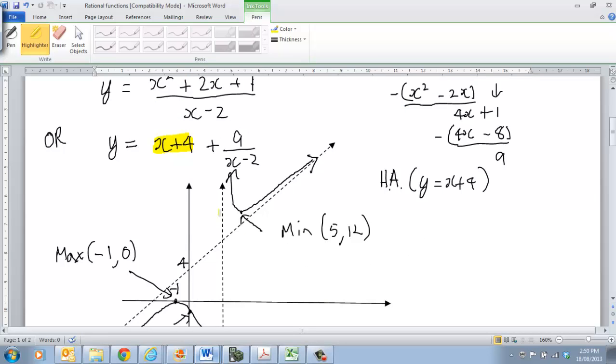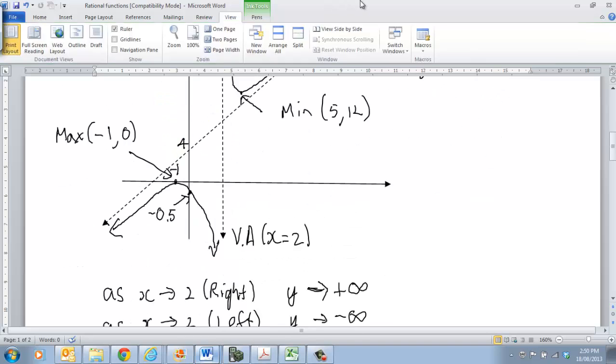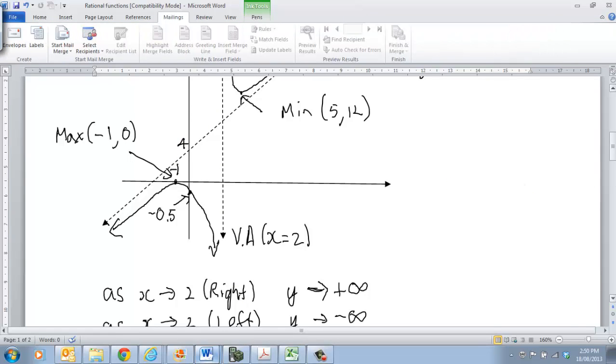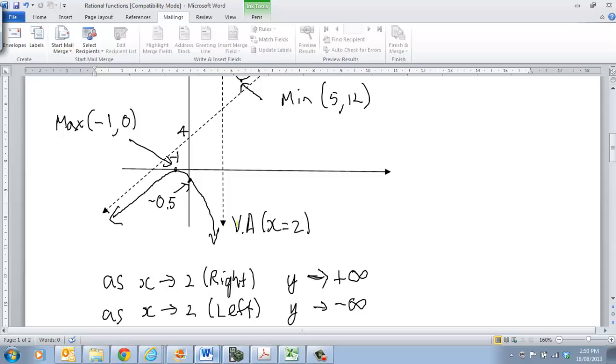Right, so that's why you can see this is a diagonal line. So it can be a diagonal line, it could be a horizontal line, it doesn't really matter. And then my vertical asymptote there is going to be when x is equal to 2. Right, so that's what's labelled on there.